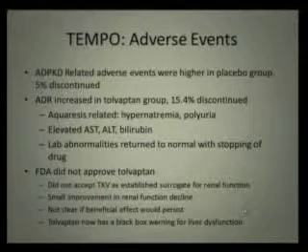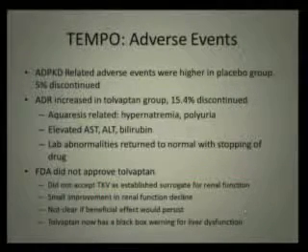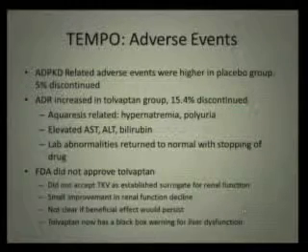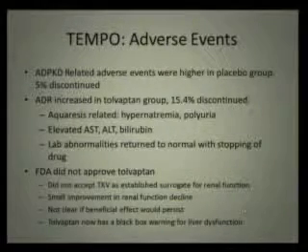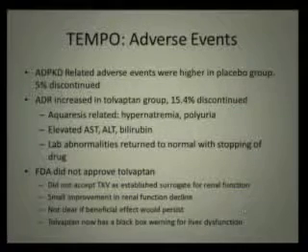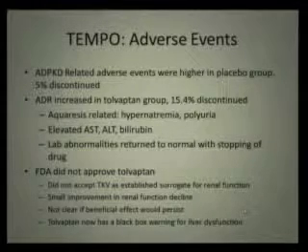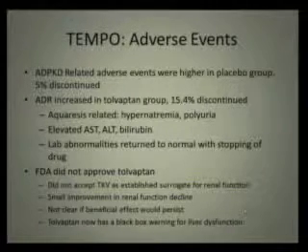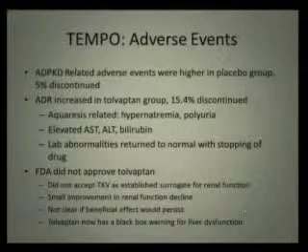The adverse events that you would associate with having autosomal dominant polycystic kidney disease were higher in the placebo group, okay? 5% of them discontinued. But the adverse drug reactions were actually increased in the tolvaptan group, and those were aquaresis related, hypernatremia, polyuria, and they had this kind of concerning elevation in the liver function tests. They had the AST, ALT, and bilirubin increase. But the lab abnormalities returned to normal once they stopped the drug, but they took them off the medication.